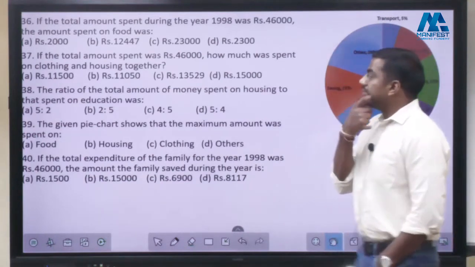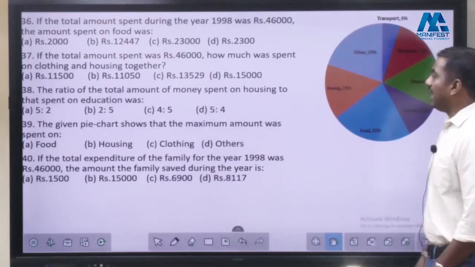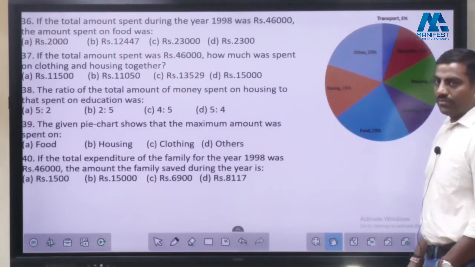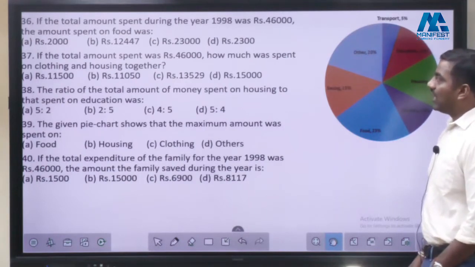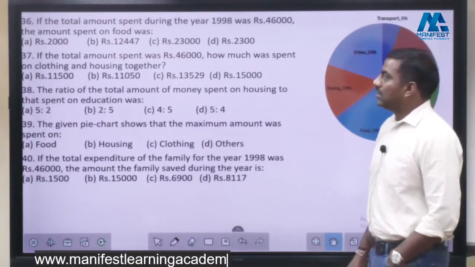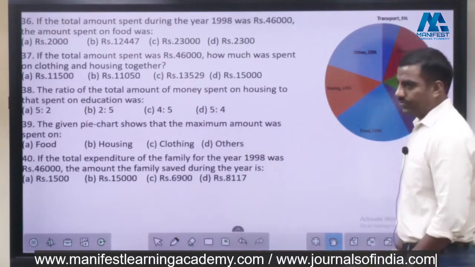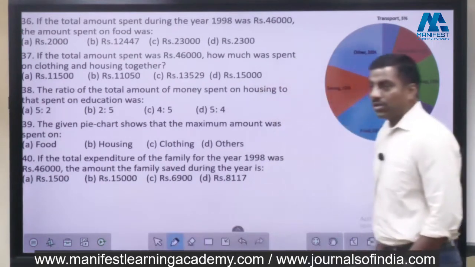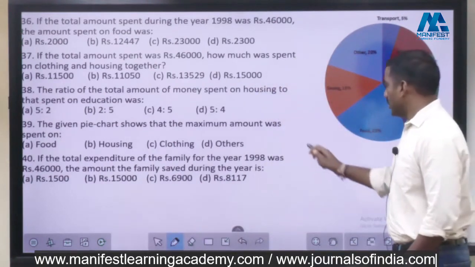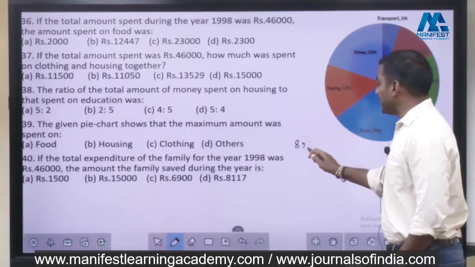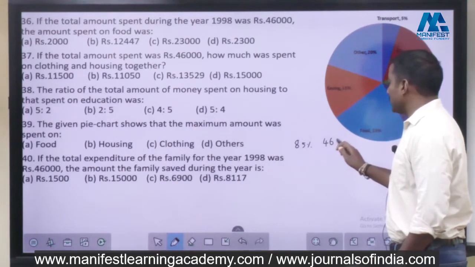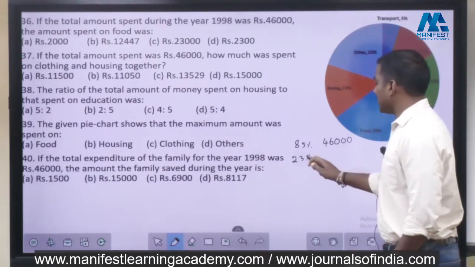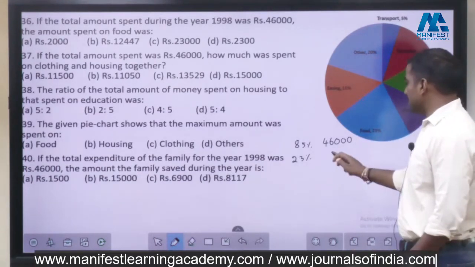Okay. If the total amount spent during the year 1998 was 46,000 rupees, total spending, the amount spent on food was. So this 46,000 is how much percentage? This 85% is 46,000. Then how much is spent on food? 23%, correct? So how much is this?